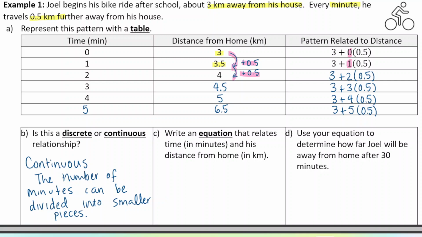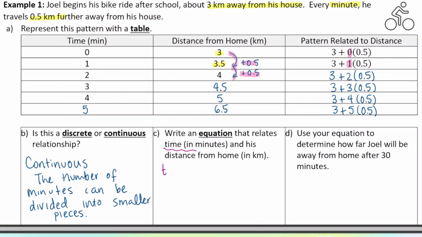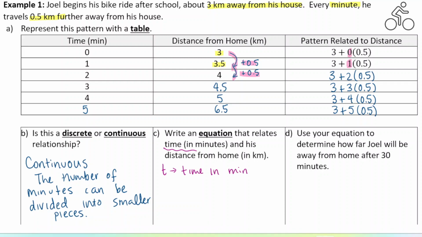Write an equation that relates time to his distance from home. So we have to define some variables. Let's define time to be t. Usually you want to use a letter that has meaning. So t for time makes sense here, and d for distance.